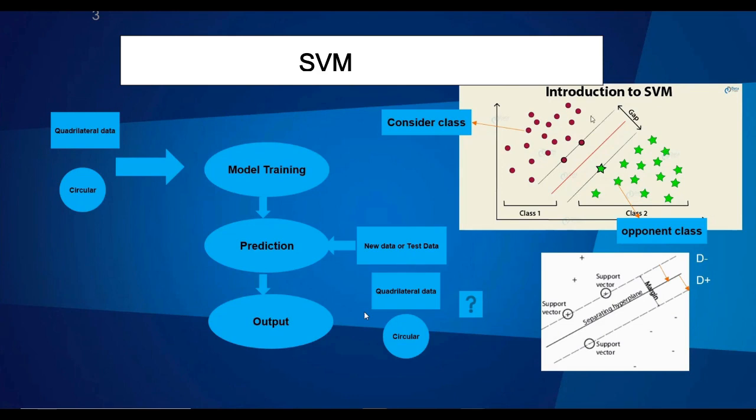Now there are another two things coming as a pair, that is the distance of this. One is the negative distance, and one is the positive distance.